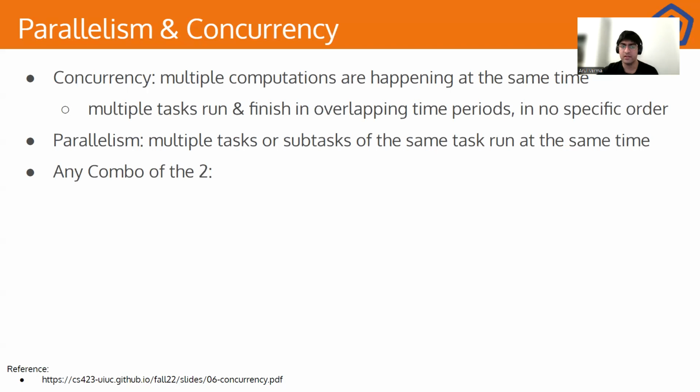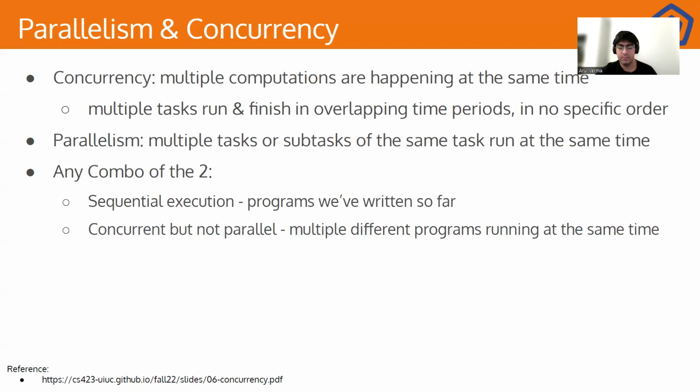So what is parallelism and concurrency then? Previously, all our programs were sequential in execution. But if we think about concurrent but not parallel, this means that you have multiple programs running at the same time. And this logically makes sense, right? You can have two different Rust programs that you just hit run on and the computer will run them both. That follows. So what is parallel execution then?